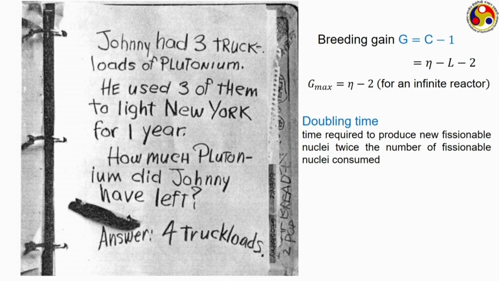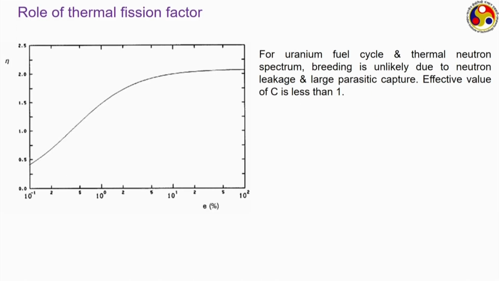And doubling time is that time by which the total number of such fissionable or fissile isotopes will become double compared to whatever we had initially. The thermal fission factor plays a very important role here.